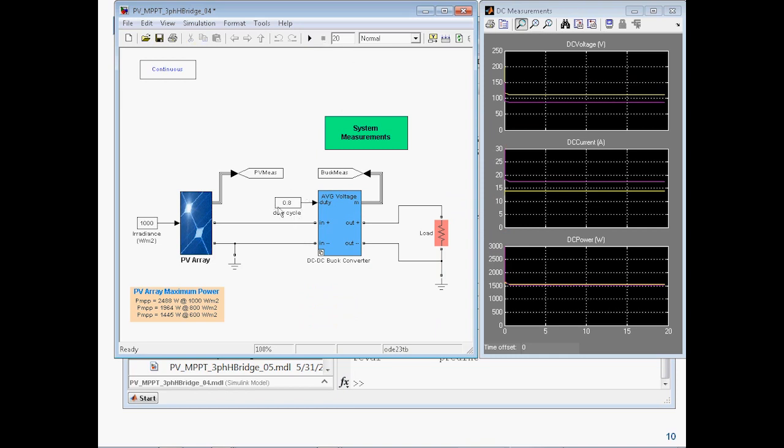So what happens is this: obviously, you're not going to be doing this manually. You need to have some kind of controller that takes care of this.